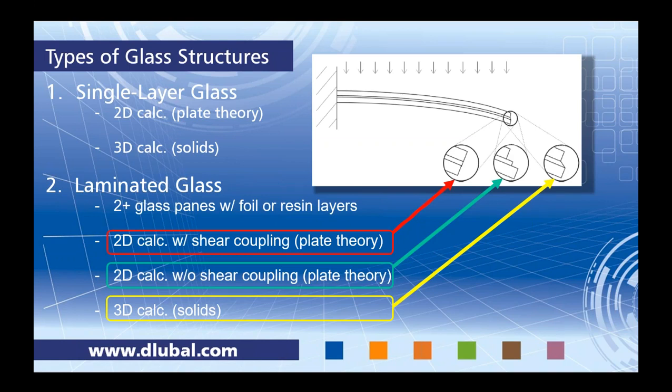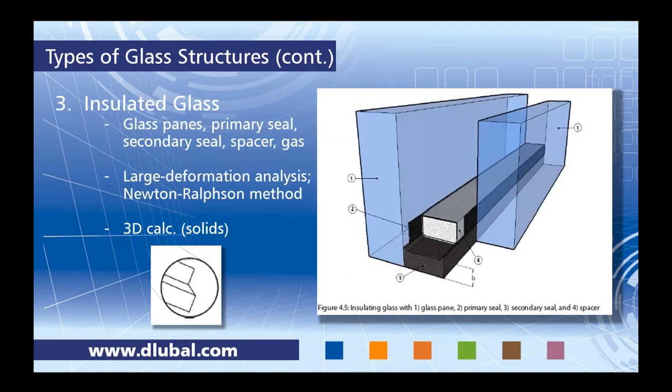Like I said, this is certainly the most accurate option. A downside to this, though, is that your solve time will be longer than typical plate theory. Now, the third option is insulated glass, and insulated glass is shown here by this picture. We have two glass panes on either side. We have a primary seal, we have a secondary seal, and then we have a spacer with our gas in between the two glass panes.